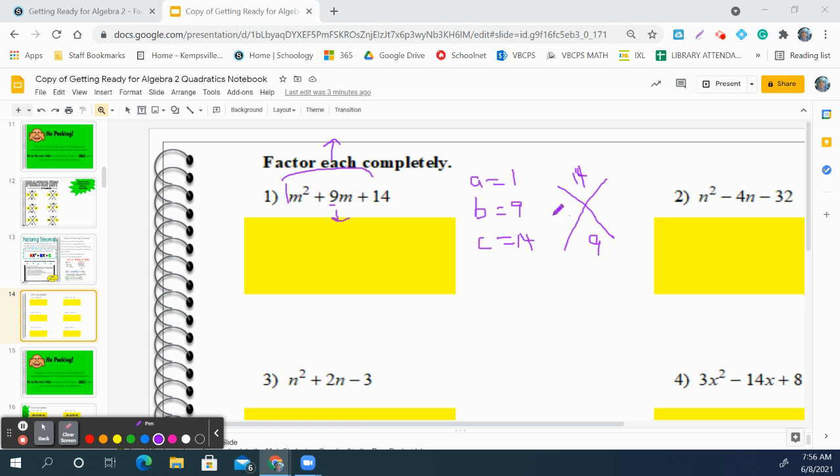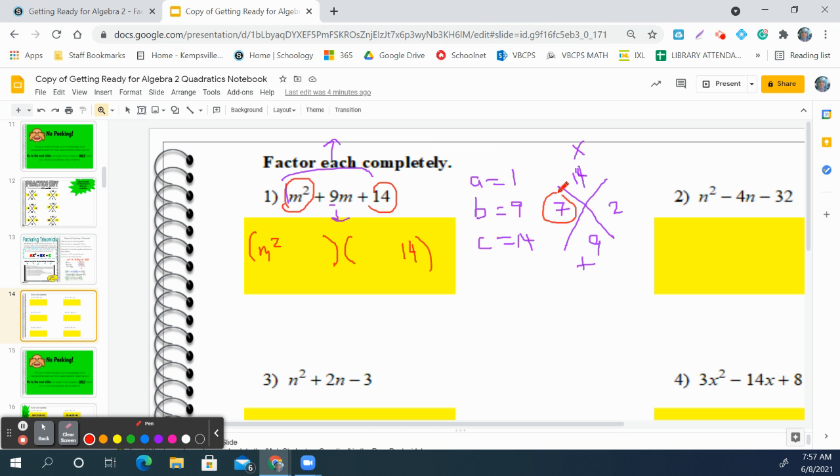7 and 2. 7 times 2 is 14. We multiplied to get the 14, and 7 plus 2 is 9. Okay? We're going to take this first term and this last term and bring them straight down. So m squared is going to be my first term, and 14 is going to be my last term.